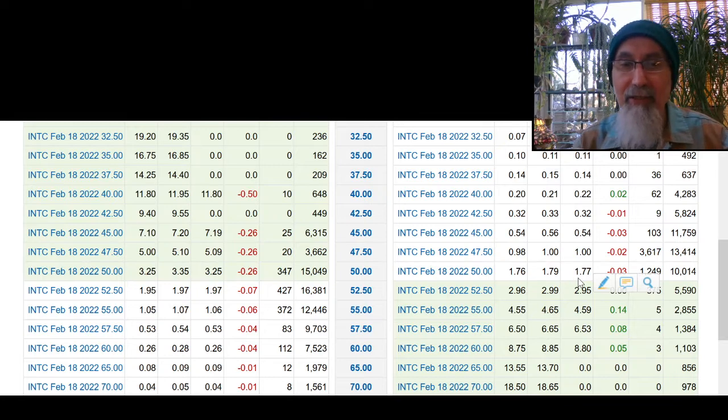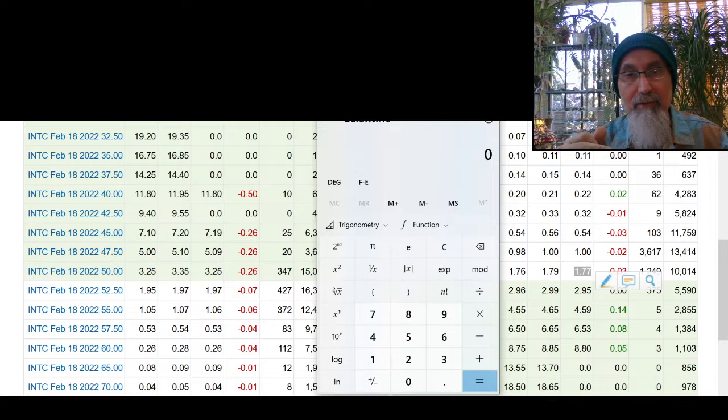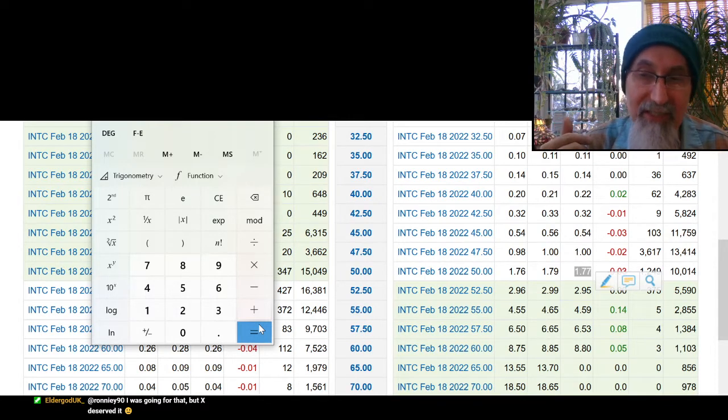So for example, if Intel drops down to $40 by February 18th, you see the date here, February 18th 2020, if it drops down to $40, then you go $10 difference, because you bought the rights to sell it at 50. That's $10 you can sell Intel stock for, but you paid $1.77. So let's bring up the calculator, $10 minus 1.77, that means you made $8.23, right?